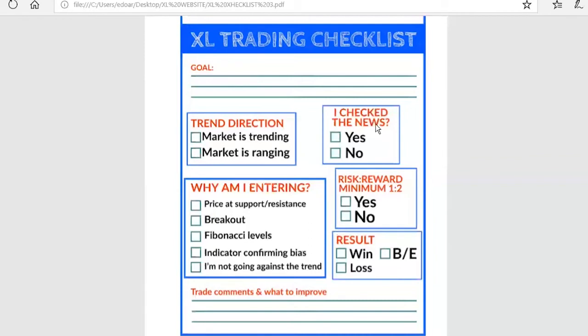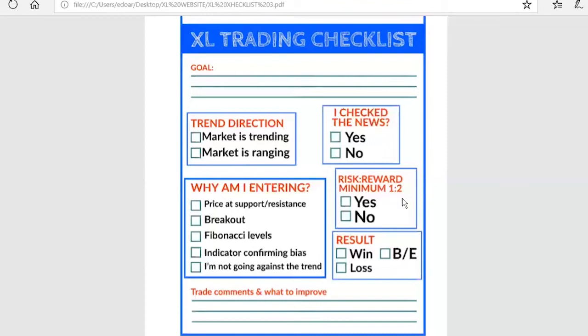Let's move on to the news. I checked the news, yes or no. If you checked the news, then you can enter the trade. If you didn't check the news, you cannot enter the trade because you don't know if there are any news very soon that could affect your trade. So if you didn't, you check no, and you either don't enter the trade or you go and check the news, and after that you decide whether to enter the trade or not, depending on if there are news very soon or not.